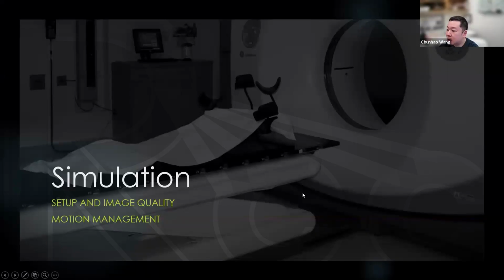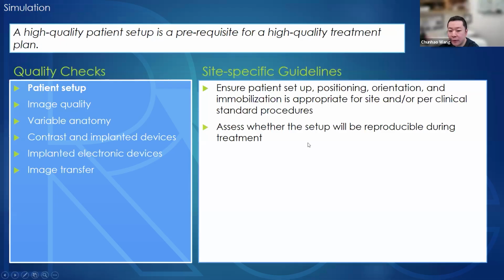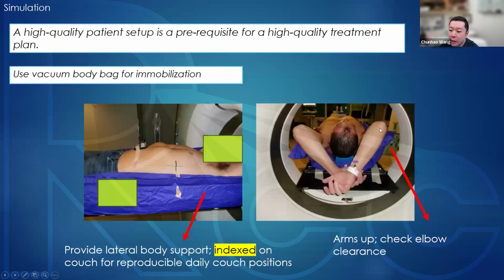Okay, now let's move on to the simulation. For the patient setup, we want to ensure the setup positioning, orientation, and immobilization is appropriate for our GI site per clinical standard procedures. The one keyword here is reproducibility. We want to make sure whatever technology we use for SIM can be done on board as well. For the GI site, a very common device is the vacuum body bag to immobilize the body.